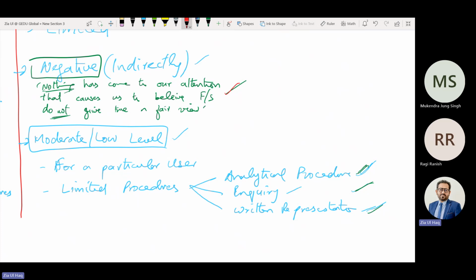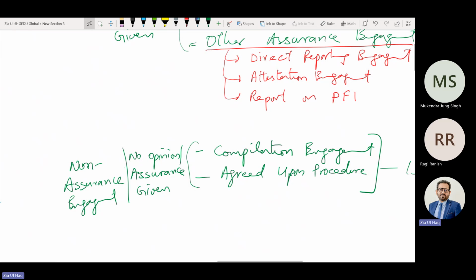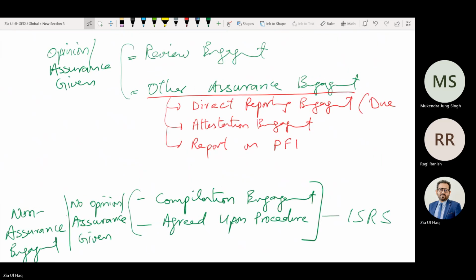We do not attest any document without verification. How do we verify any document? By applying these three limited procedures. So it's similar to the review engagement. What is direct reporting engagement, due diligence?